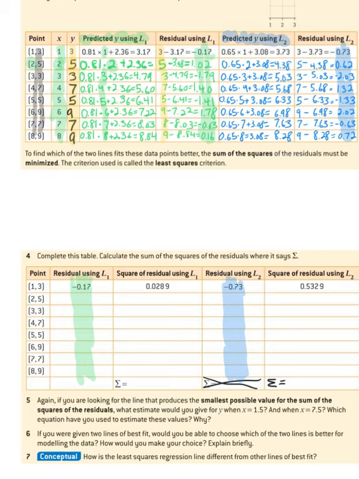Then you're going to square each individual value. Like negative 0.17 squared is 0.0289. So go ahead and let's get this table filled up. At the end, you're just going to add all this row together to get the summation. That's the goal here.